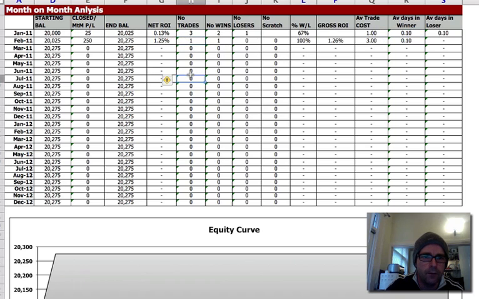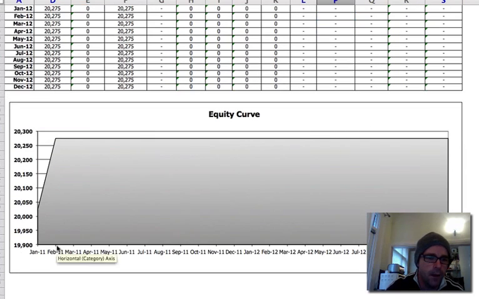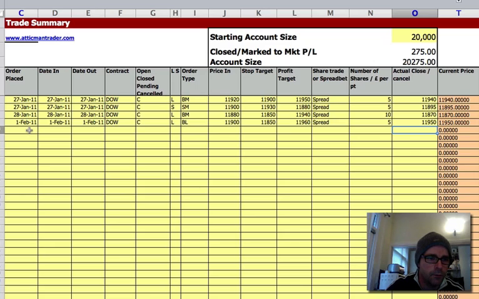For February, you can see that I've had 1 trade. It was a winner. The ROI in that position was 1.26. So looking at my equity curve, you can see that in January my equity curve stood at just over 20,000 with that sort of £25 P&L. And then in February, you see my equity has gone up to 275. So that's how that particular sheet works. Let's enter a couple more trades, make this a little bit more meaningful.